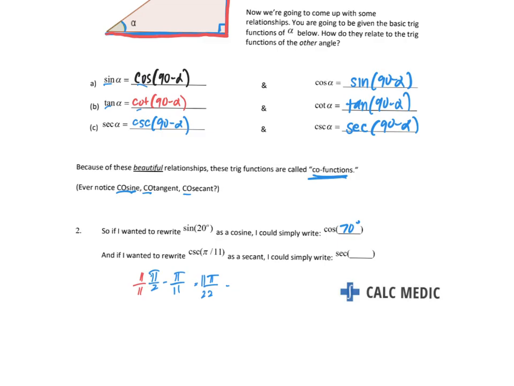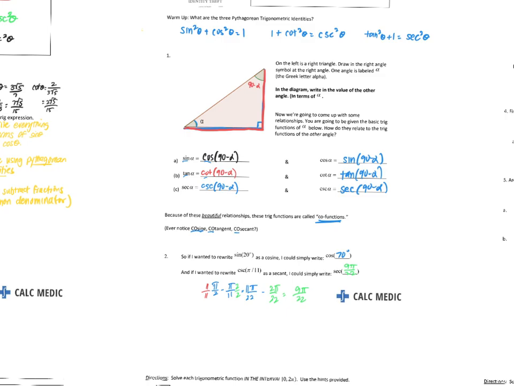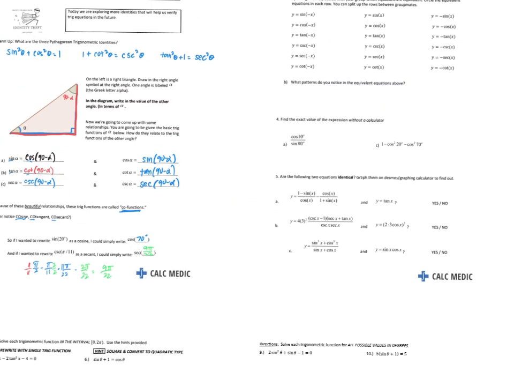And multiplying the other fraction by 2 over 2, we get 2 pi over 22. And when we subtract them, we get 9 pi over 22. So cosecant of pi over 11 is the same as secant of 9 pi over 22. All right, let's go to the next page.